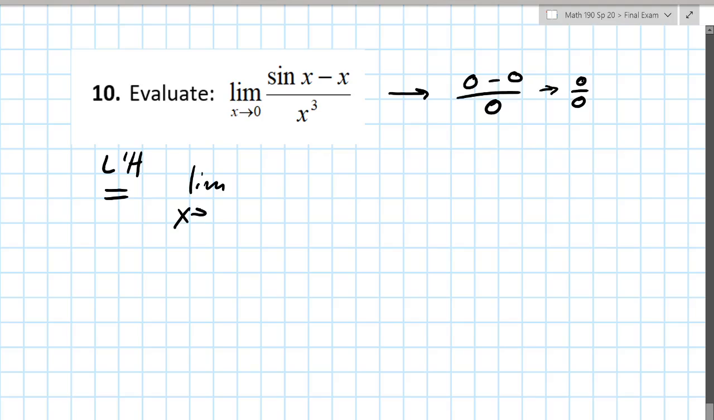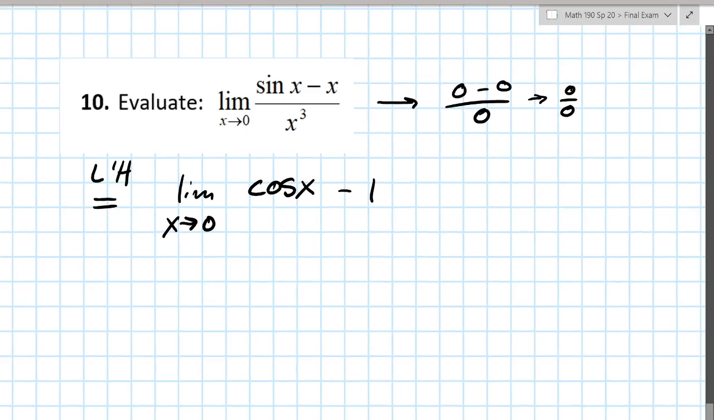L'Hopital's rule says the limit of the original function, if you have a 0 over 0 or an infinity over infinity type limit, is equal to the limit of the derivative of the top divided by the derivative of the bottom. So the derivative of the top is the cosine of x minus 1. The derivative of the bottom is 3x squared. Now we can try direct substitution again.